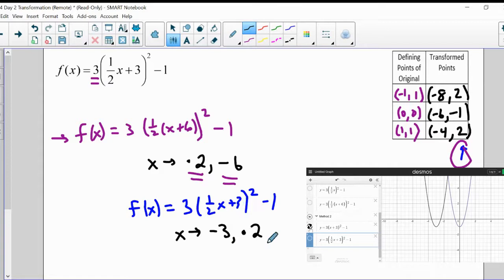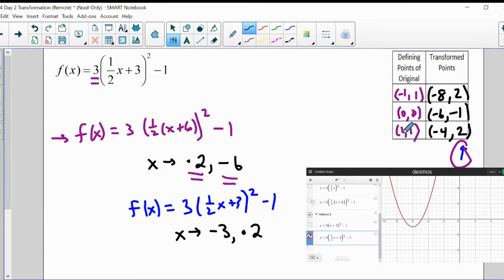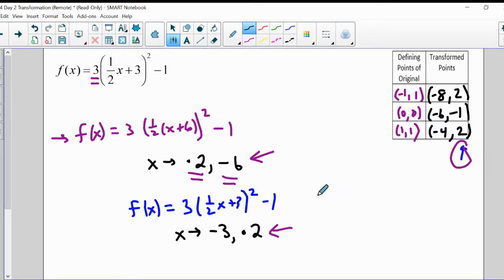We would subtract 3 first and then multiply by 2. So negative 1 minus 3 is negative 4, times 2 is negative 8. 0 minus 3 is negative 3, times 2 is negative 6. 1 minus 3 is negative 2, times 2 is negative 4. So either of these methodologies will work in terms of doing horizontal stretches and shrinks and shifts. It just kind of depends on which one you're more comfortable with or which form it's in. You can now do it either way.